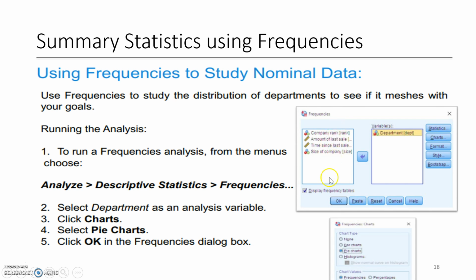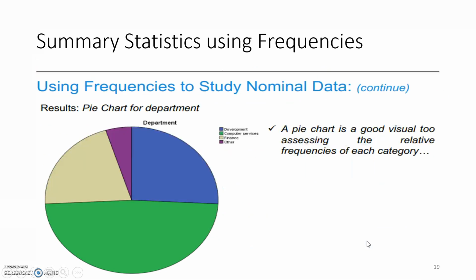So this is a list of your variables that are captured, and here is where you import your list of variables to analyze them. In this case we have company rank, amount of last sales, time, size of company. So here we select the charts, we select the pie charts, and we press OK, because we want to see the pie charts of the distribution of department. So this is how our pie chart will look. We have development here in blue, computer science in green, finance in yellow, and others in purple.